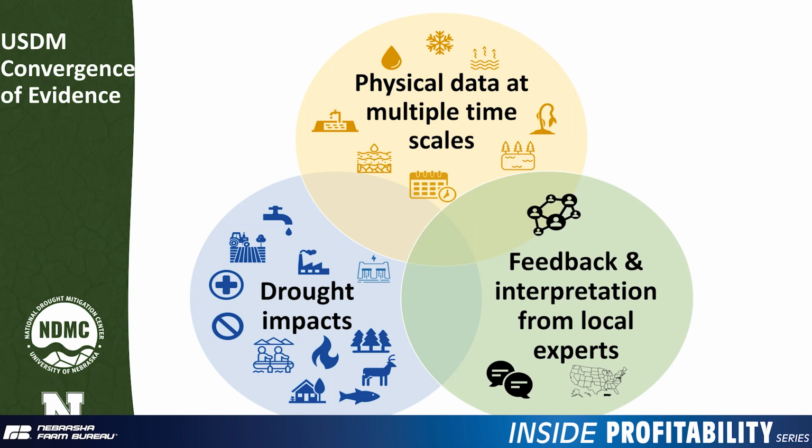So they're bringing in all the physical data I touched on earlier, and I'll show you examples of that here in a couple slides. They're also trying to bring in the drought impacts, which is down here in the blue. And in the green, we have that local expert network. So you can see the overlap in this Venn diagram approach where these really 3 efforts work in concert together to inform the author to make the most accurate map that they can.